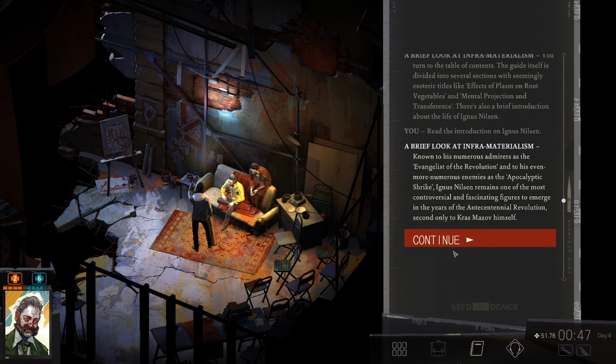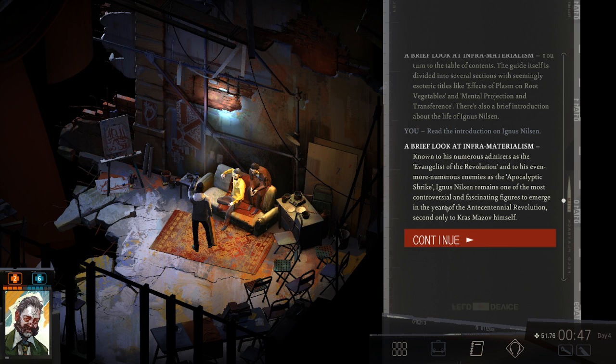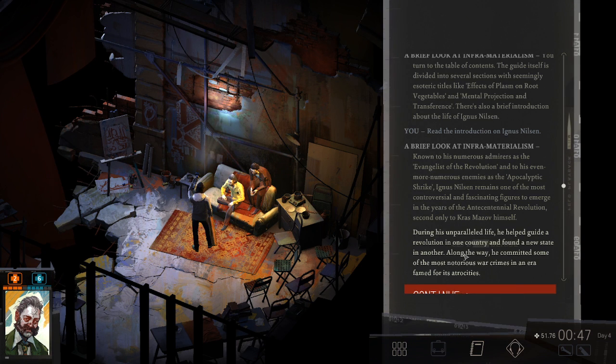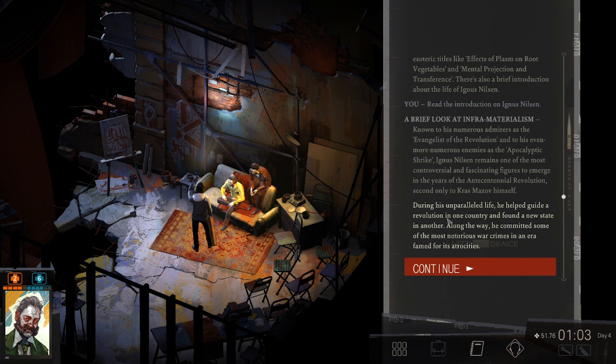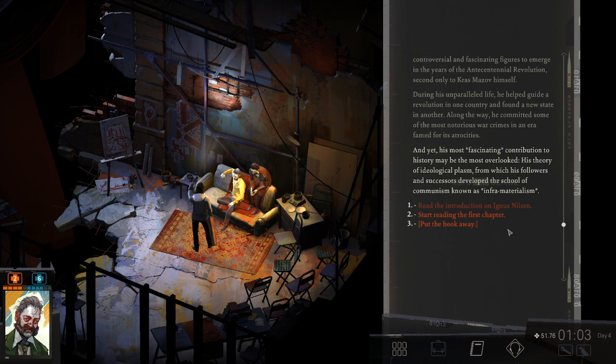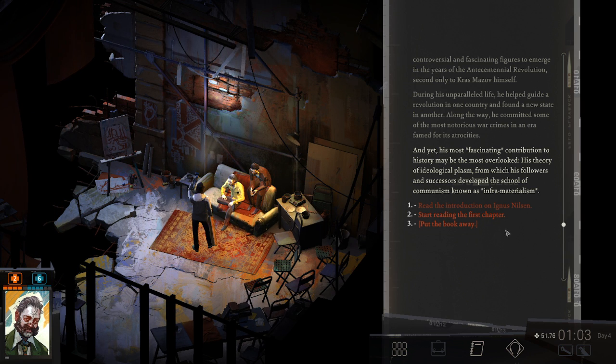Known to his numerous admirers as the evangelist of the revolution, and to his even more numerous enemies as the apocalyptic Shrike, Ignace Nilsson remains one of the most controversial and fascinating figures to emerge in the years of anti-centennial revolution, second only to Krasnozov himself. During his unparalleled life, he helped guide a revolution in one country and found a new state in another. Along the way, he committed some of the most notorious war crimes in an era famed for its atrocities. And yet, his most fascinating contribution to history may be the most overlooked: his theory of ideological plasm, from which his followers and successors developed the school of communism known as Infra-Materialism.